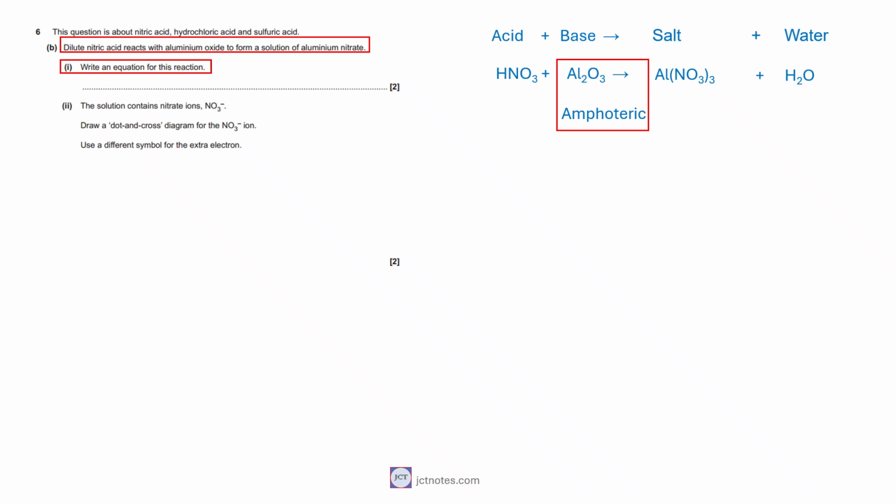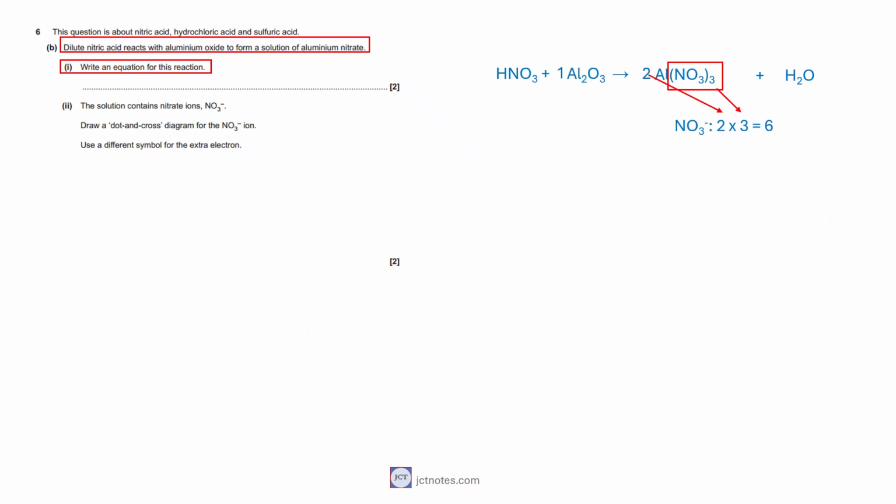Start by placing a 1 in front of aluminium oxide. This gives us 2 aluminium atoms on the left-hand side. To balance the aluminium atoms, place a 2 in front of aluminium nitrate. We now have 2 aluminium atoms on both sides. Next, look at the nitrate ions. There are 2 aluminium nitrate molecules on the right, giving a total of 6 nitrate ions. Therefore, we need 6 nitric acid molecules on the left.